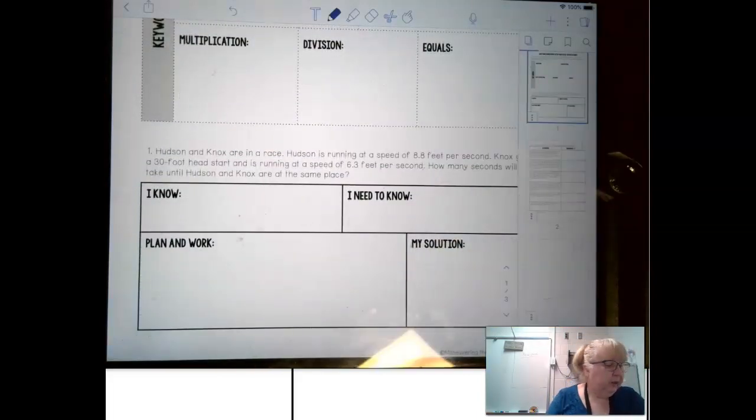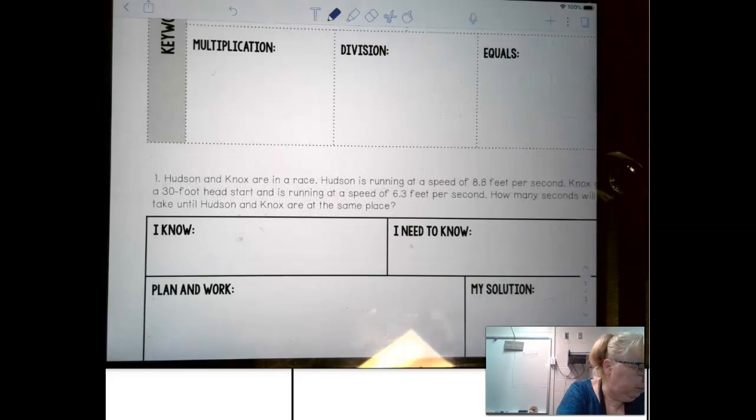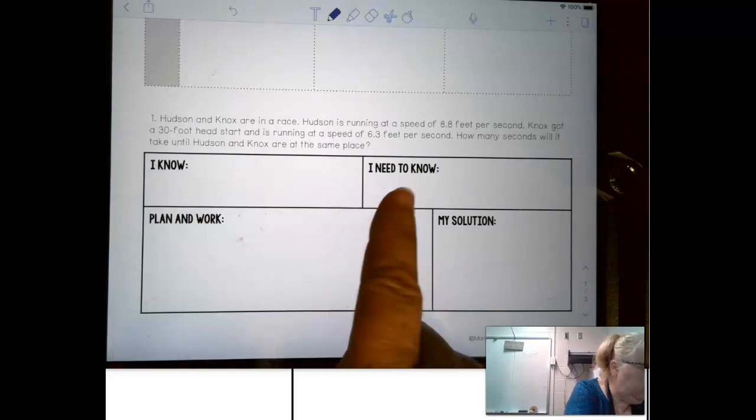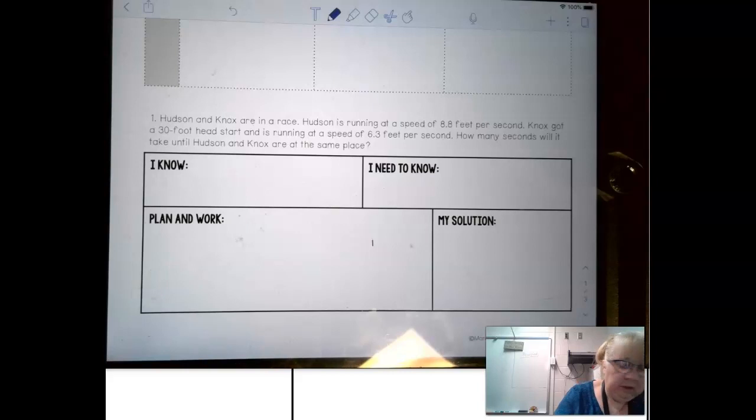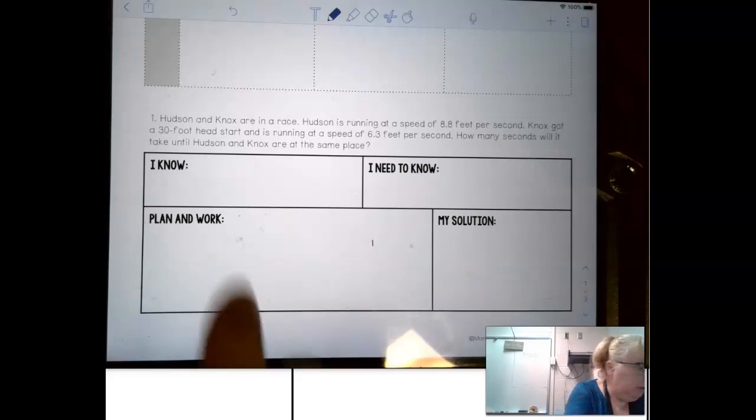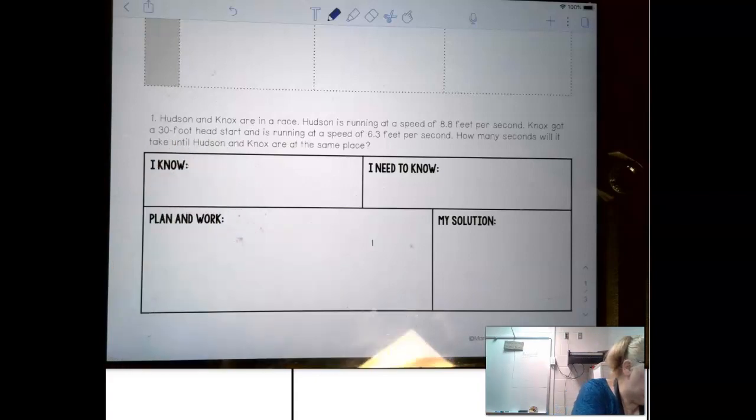Now, how do we do this? Well, what we need to do is read our problem, and then these are the questions we need to ask. What do I know? What do I need to know? How do I get there from here? So, what do I know? Let's read it. Hudson and Knox are in a race.